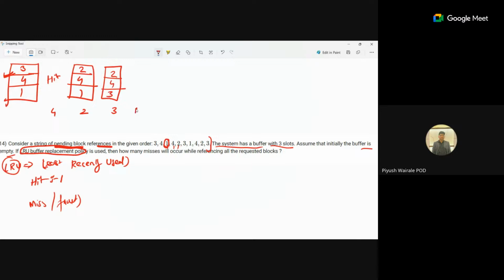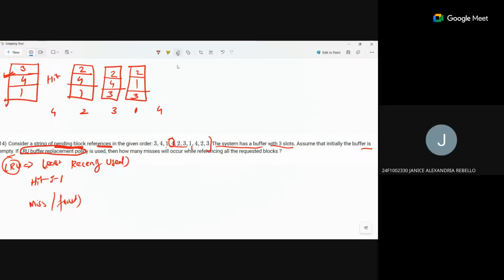Now what about 1? Again 1 came, right? Again the storage is full. Now which element do we have to remove here? 4. So 1 is there, right? Among these, which one is the oldest one? 4, right? So we need to remove 4. 2, 1, 3. Next element is 4.